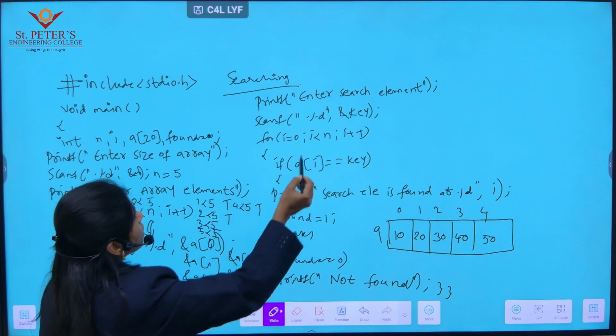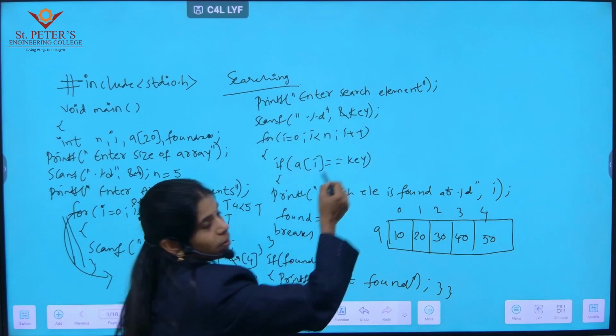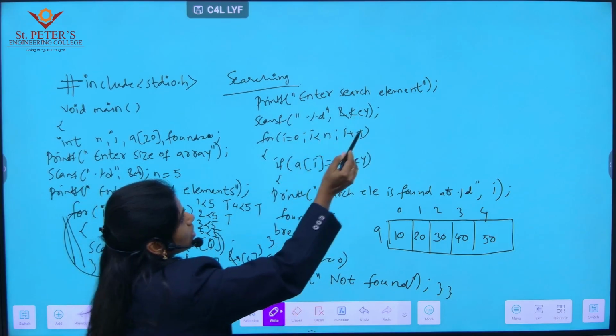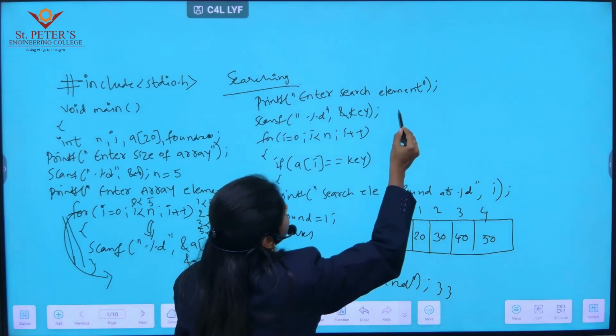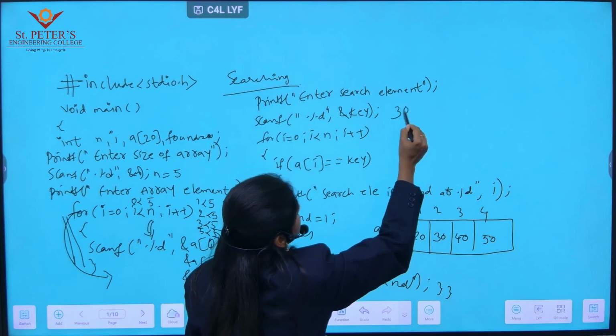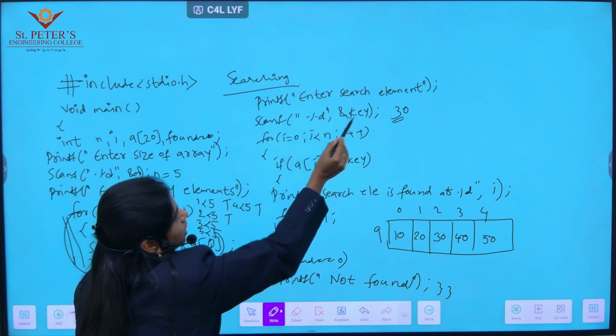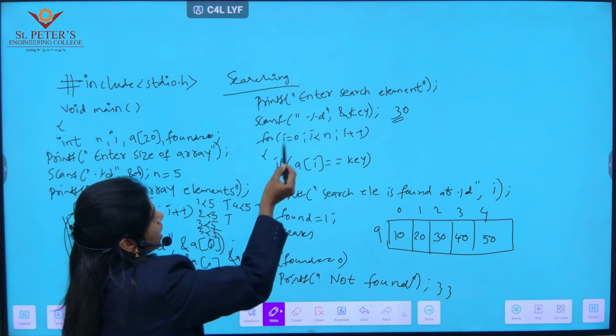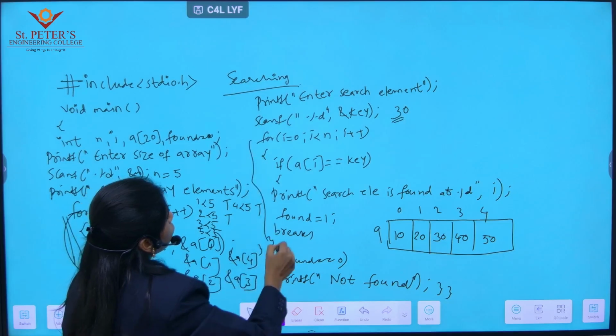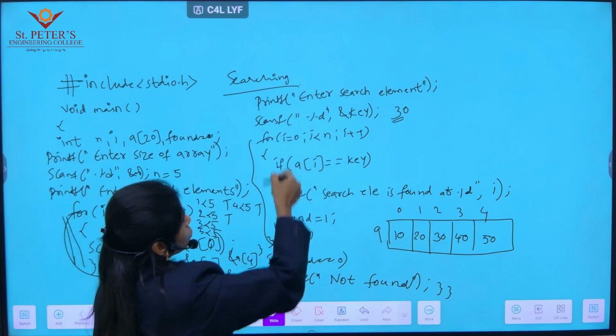After that we are asking to enter the search element. Suppose your search element is 30. Assume my search element is 30. Now that is going to be stored in the key variable. Next, this is the actual logic of linear search here.